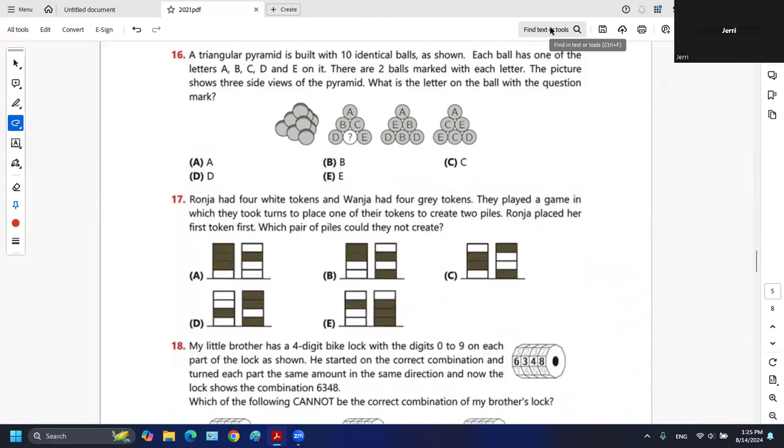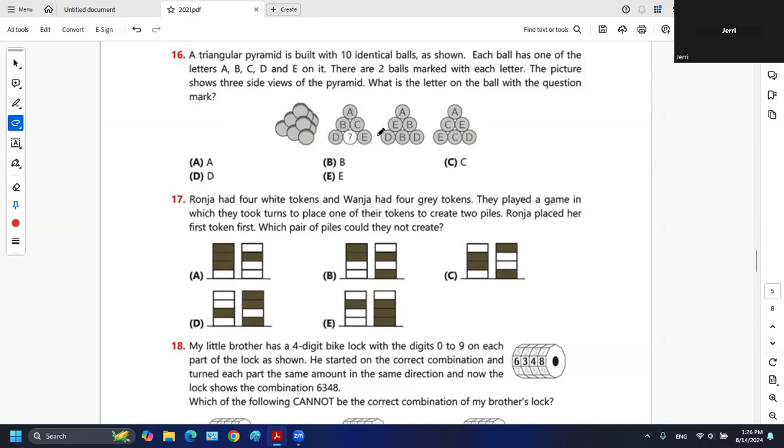Question number 16. A pyramid is built with 10 identical balls as shown. Each ball has one of the letters A, B, C, D, and E on it. There are 2 balls marked with each letter. The picture shows 3 side views of the pyramid. What is the letter on the ball with the question mark?